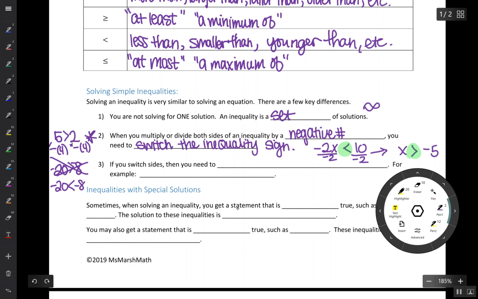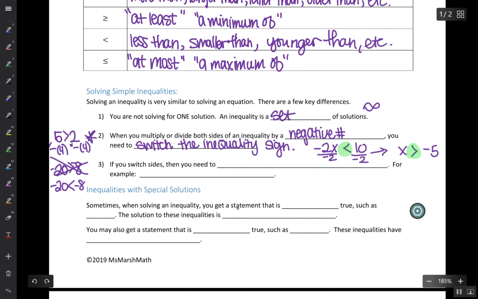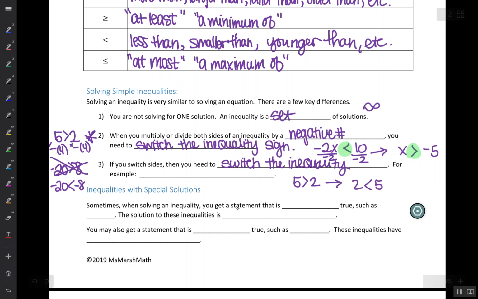Okay, so the next thing you need to pay attention to is if you switch sides, you're also going to need to switch the inequality. So what I mean by that is, let's say you have 5 is greater than 2. If you go and make the 2 on the left and the 5 on the right, it's going to be less than now. I guess that's my example.